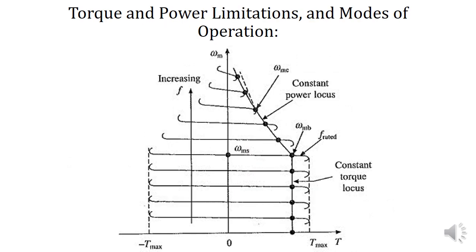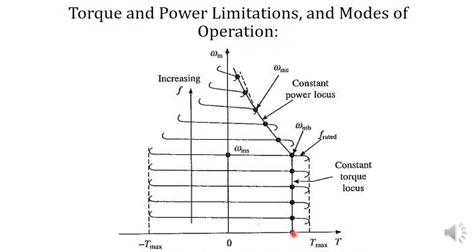Next, we will discuss the torque and power limitations and modes of operation of V by F control. Here we are going to consider a particular operating condition, that is, the torque speed curve is familiar to us. Here the dark line or dark dots indicate the operation of the drive for a given value of stator current and for different values of frequencies. So for all these dots, these are operating points at which the stator current will be the same, but frequencies are varied. For different values of frequencies, the performance will be like this.